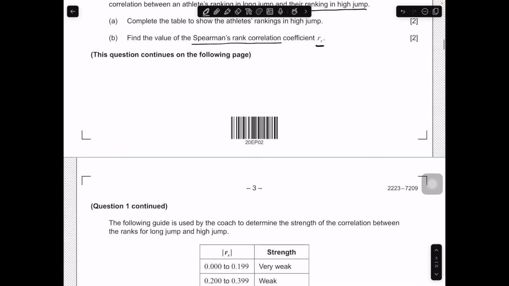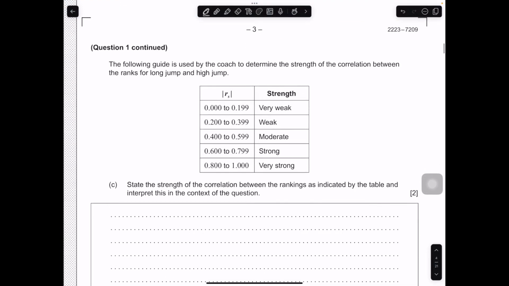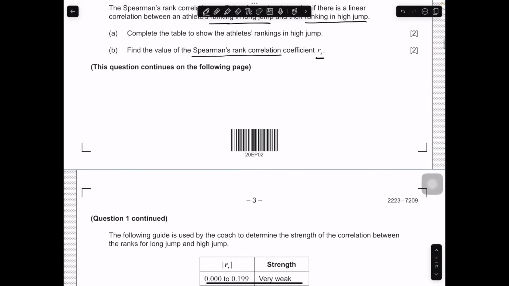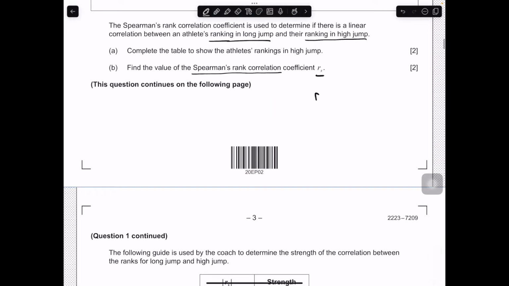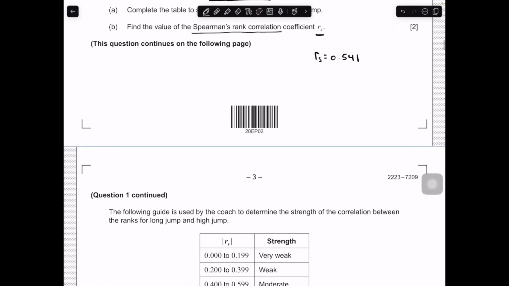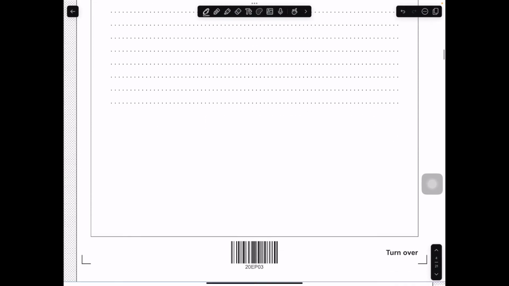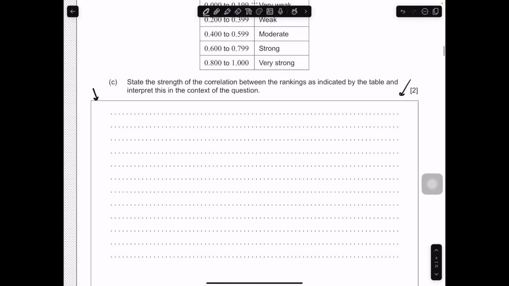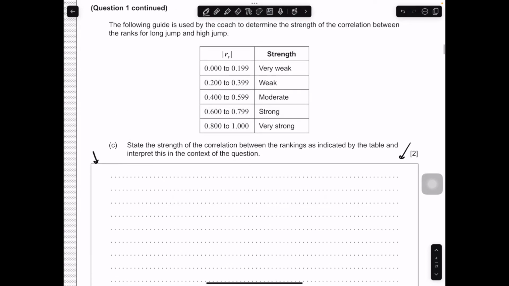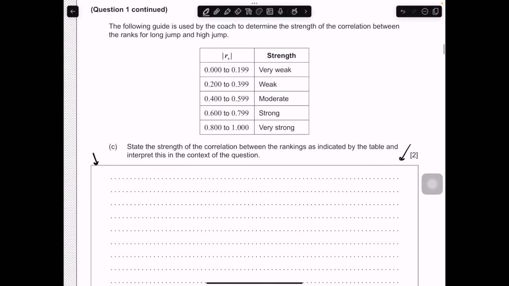All right, so let's go back to the document. Here we are. Question 1 continued. Let's put that down: rS is equal to 0.541 to 3 sig figs. I'm putting it here, but remember at the very beginning it says all answers must be within this box, so please be mindful of that. This would open up a little nicer, one page on each side, left and right.